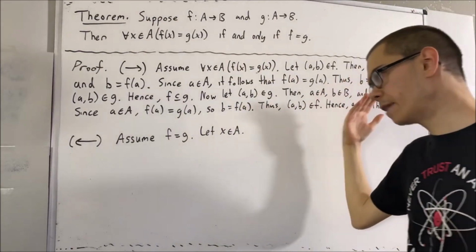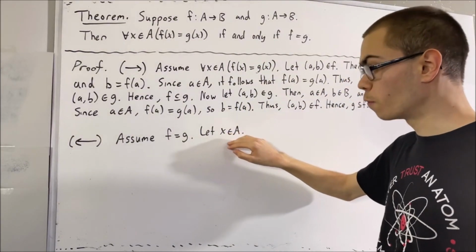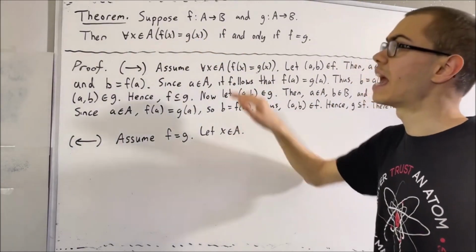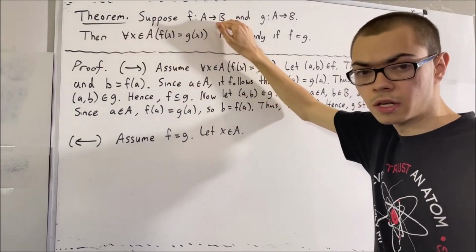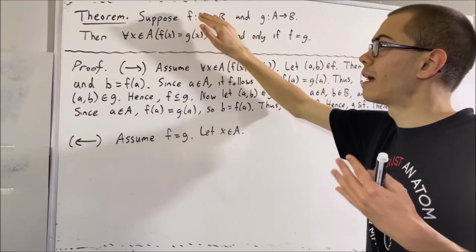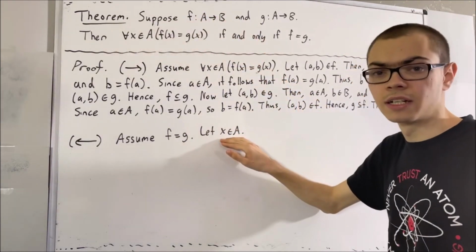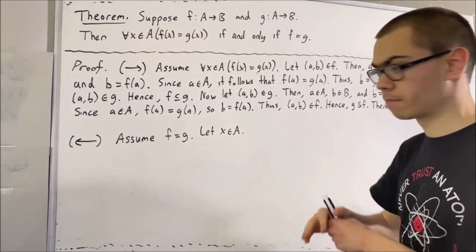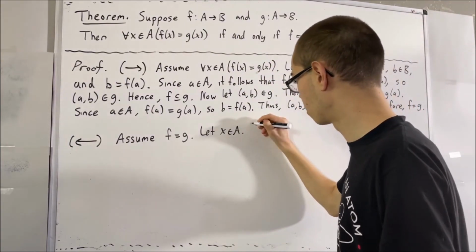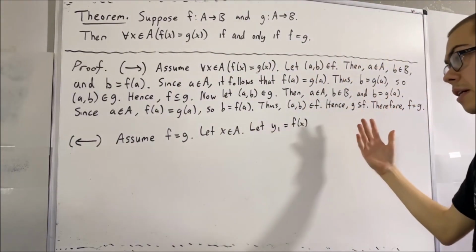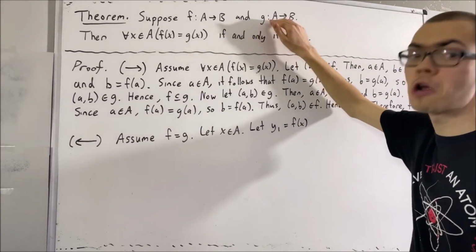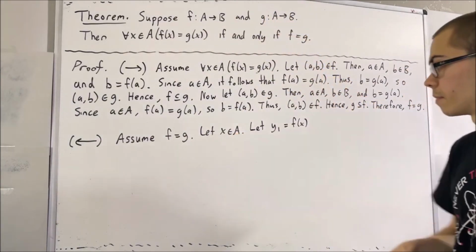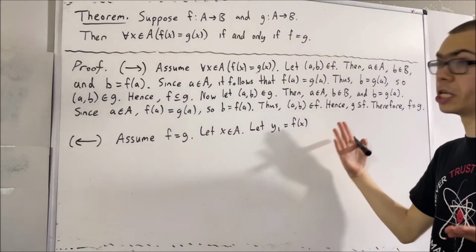All right, so given some arbitrary element of A, we want to prove that f of x equals g of x. Now, because x is an element of A, and f is a function from A to B, we know that f has a functional value at x. And so what we could say is y1 equals f of x. So let y1 equal f of x. And similarly, because g is also a function from A to B, that means g also has a functional value at x. And therefore, we could say y2 equals g of x.